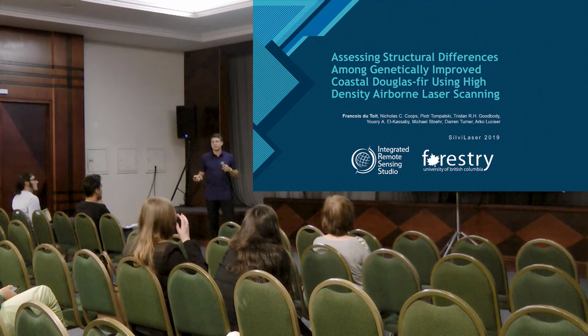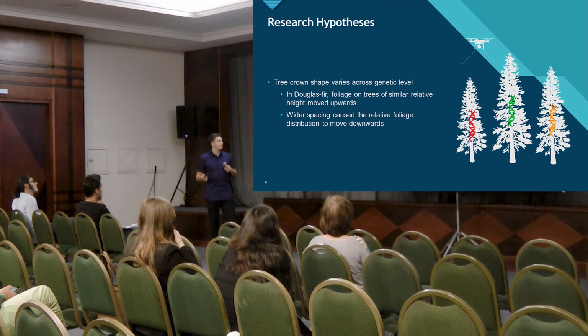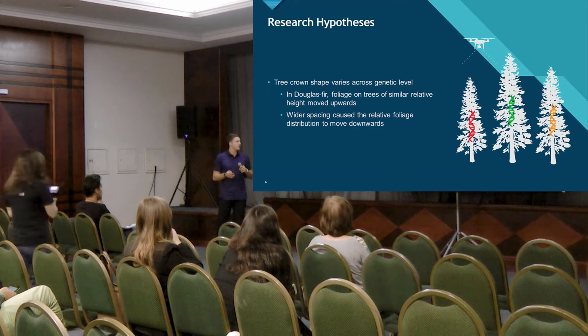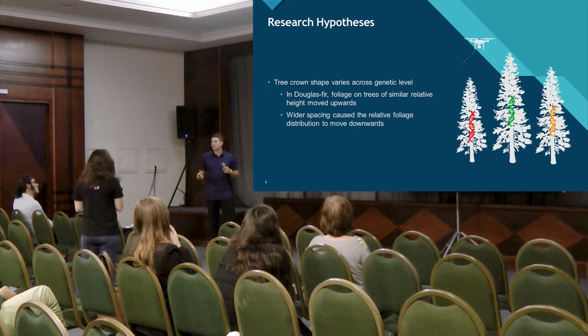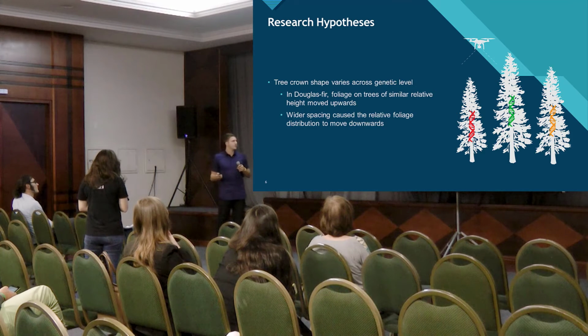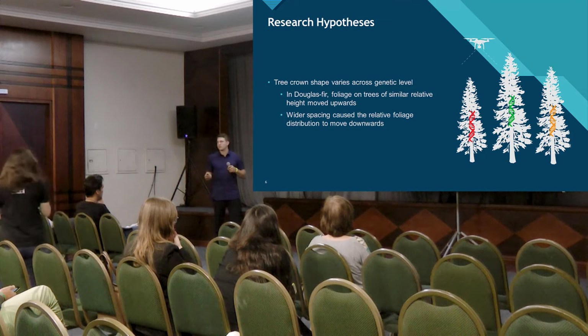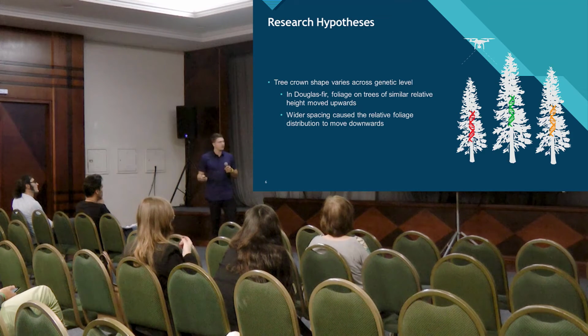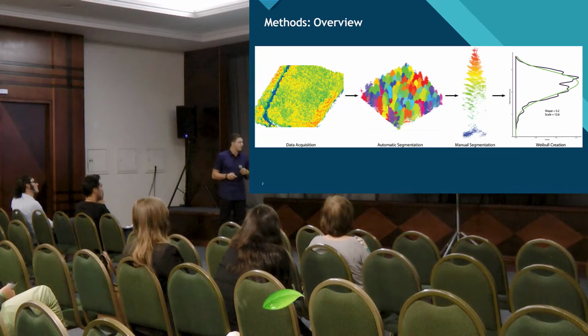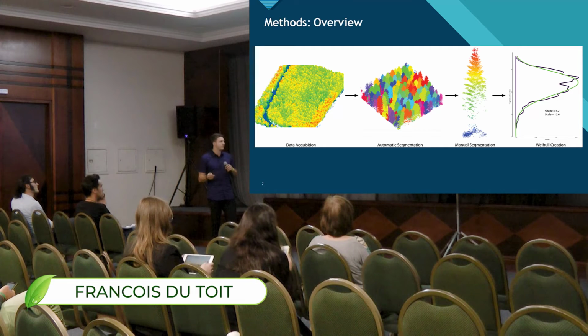goes down. So we were interested to see if we could tell if there's differences between the top cross and how the top cross reacted compared to the wild stand. And the way that we can do this is to summarize the vertical distribution of the foliage using a Weibull probability density curve. And I'll get into that a little bit later.